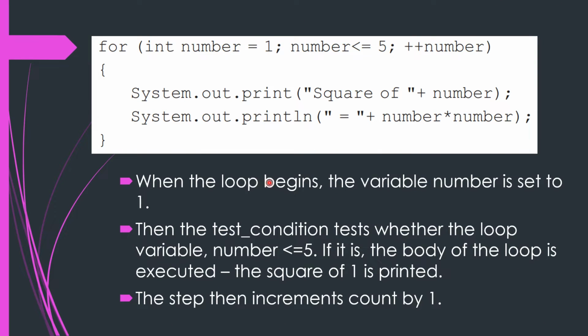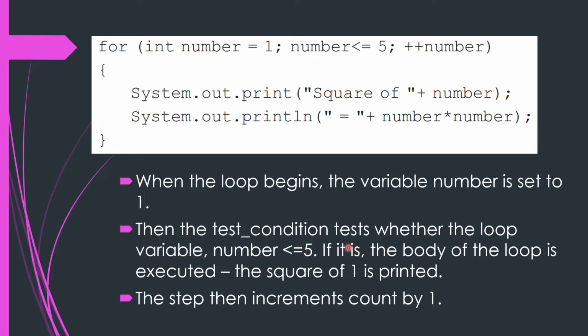When the loop begins, the variable number is set to 1. As I already told, we have initialized the value as 1. Then the test condition tests whether the loop variable number is less than or equal to 5. If it is, then the body of the loop is executed. That is, the square of 1 is printed.